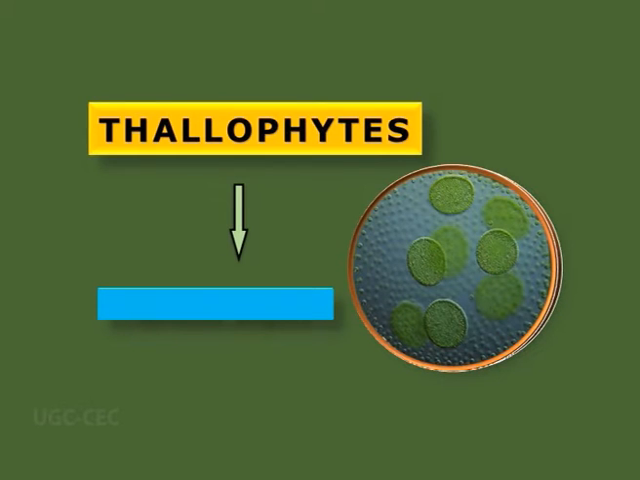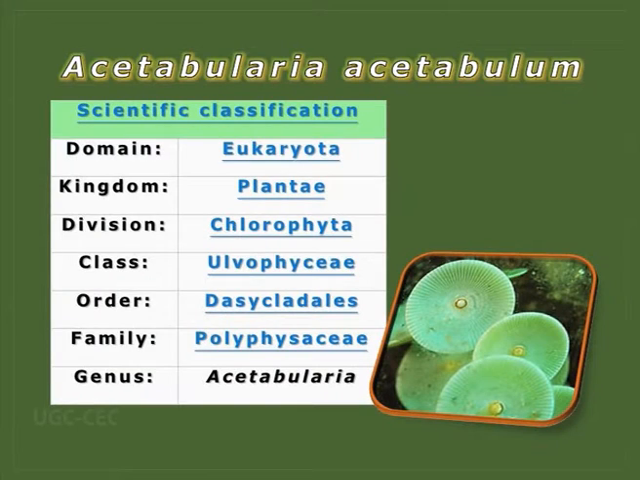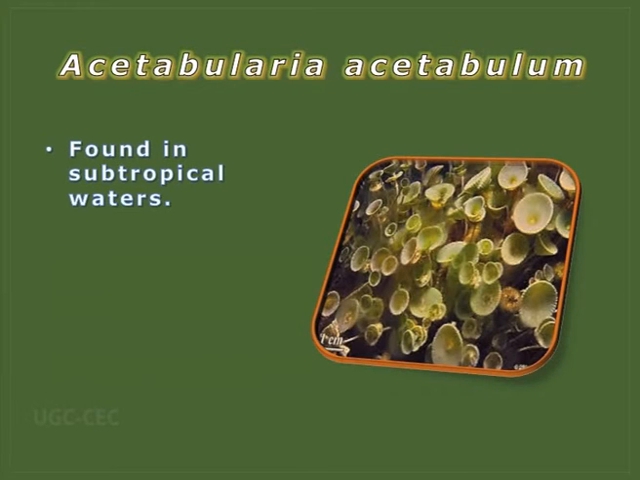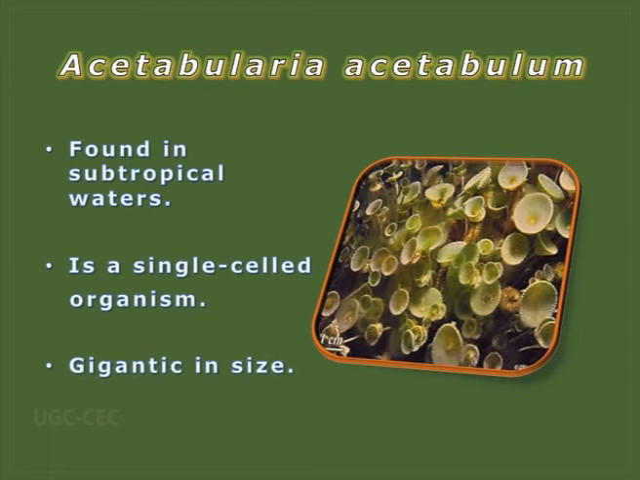In this community, the first member is green algae. The example of green algae is Acetabularia acetabulum. We have the class Ulvophyceae, order Dasycladales and family Polyphysaceae, and the genus is Acetabularia. It is found in subtropical waters. It is a single cell organism and it is gigantic in size.